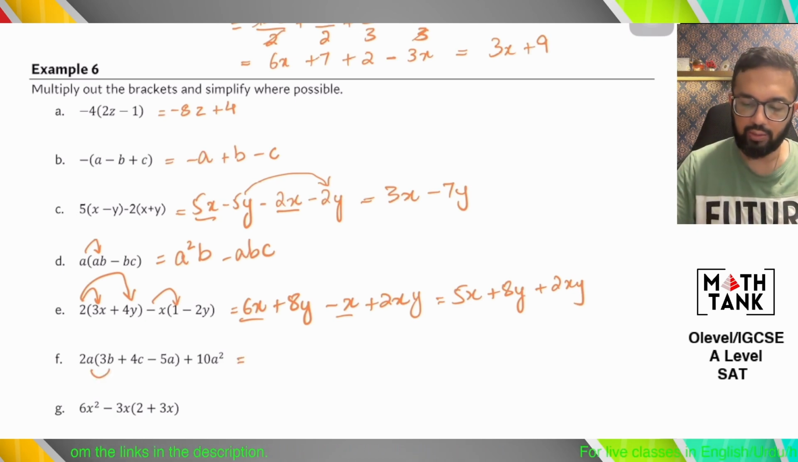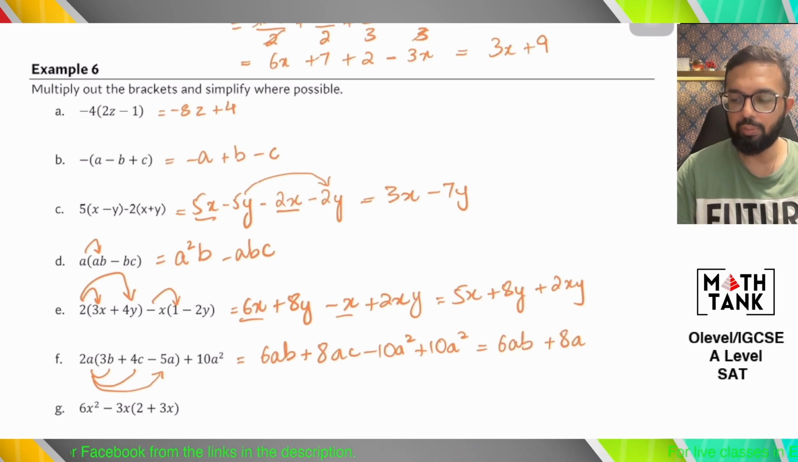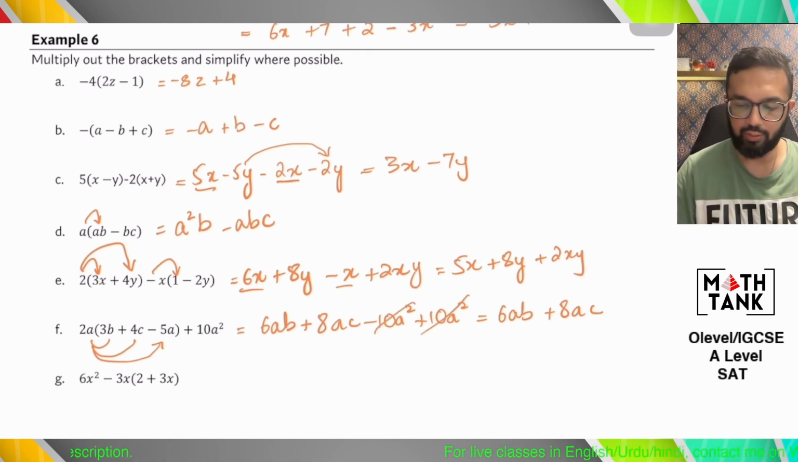Okay, 6ab, 8ac minus 10a square. Now remember that 10a square minus 10a square is basically 0a square. So this boils down to 6ab plus 8ac. There are no like terms to be added anymore, so that's your final answer.